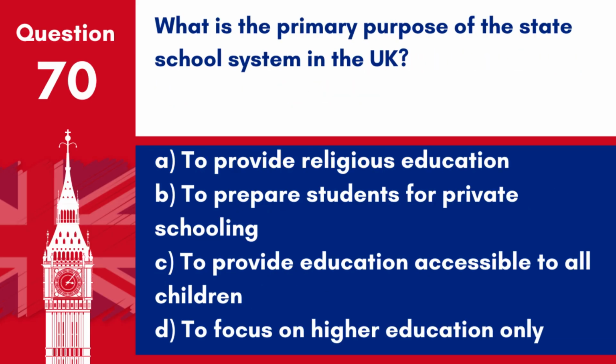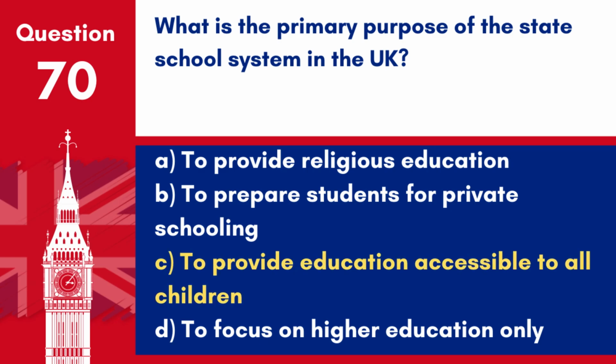Question 70. What is the primary purpose of the state school system in the UK? A. To provide religious education. B. To prepare students for private schooling. C. To provide education accessible to all children. D. To focus on higher education only.